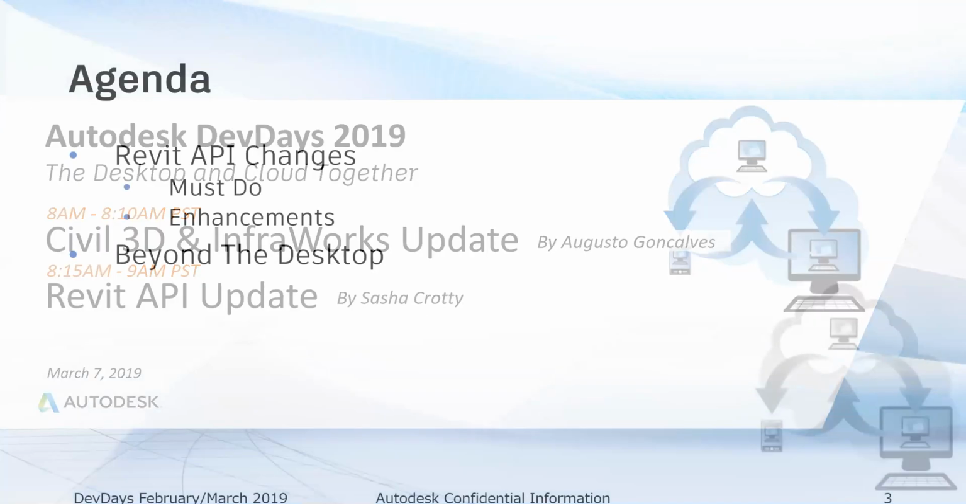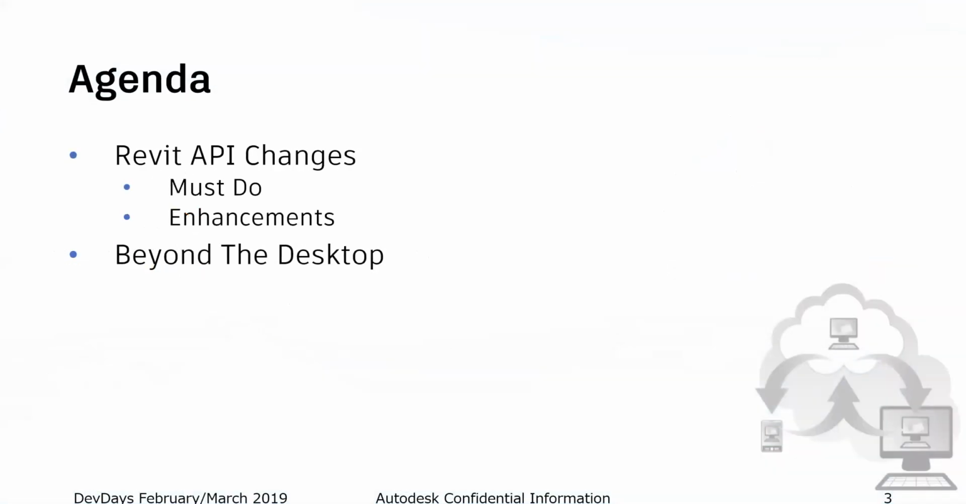In terms of the agenda, I'm going to talk a little bit about Revit API changes. We've always done this historical breakdown of must-dos, which are breaking changes that you have to consider just in updating your application, and then enhancements that you may want to take advantage of to improve your products. Then I'll talk a little bit about going beyond the desktop and what we're doing there in terms of connecting to cloud services.